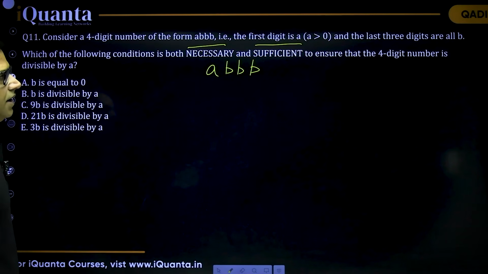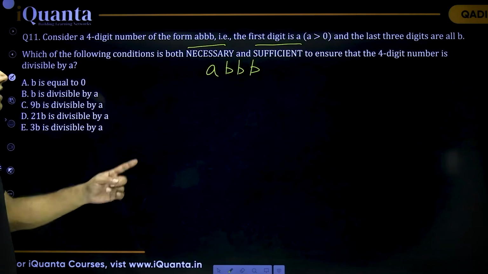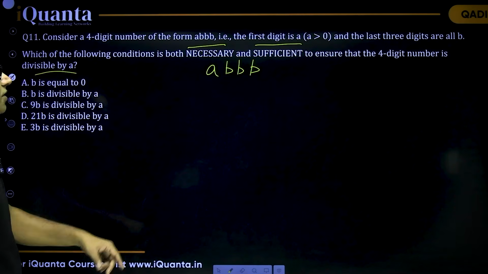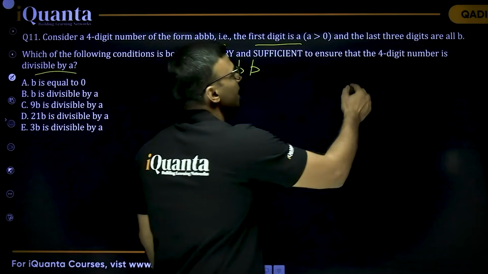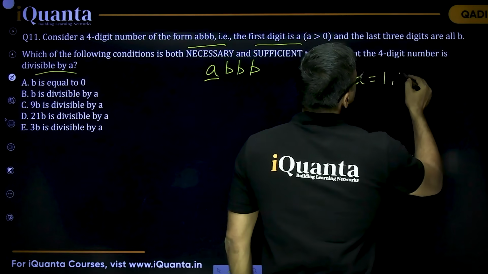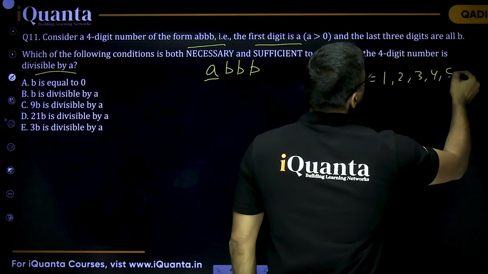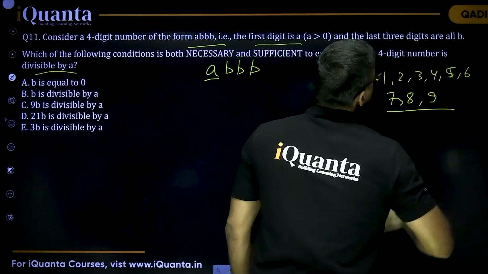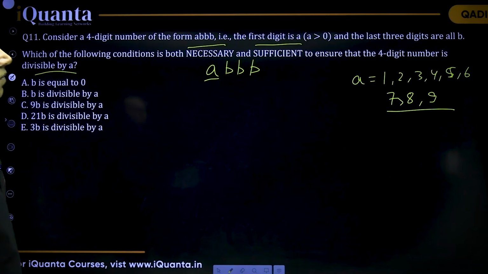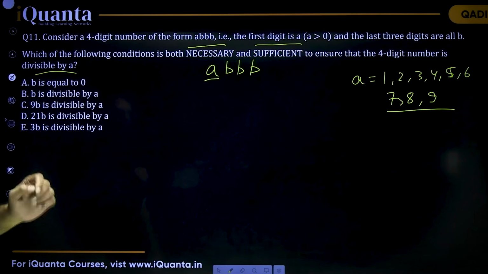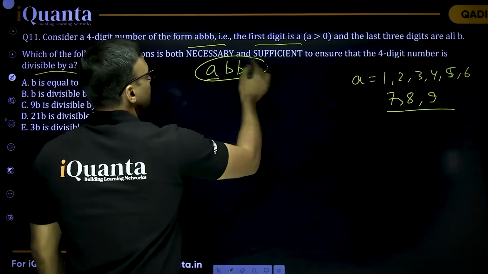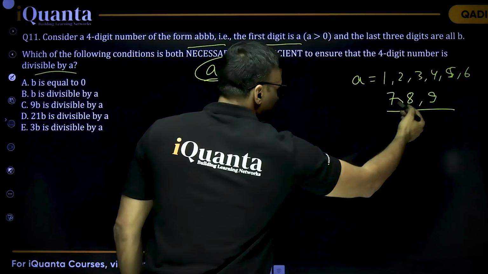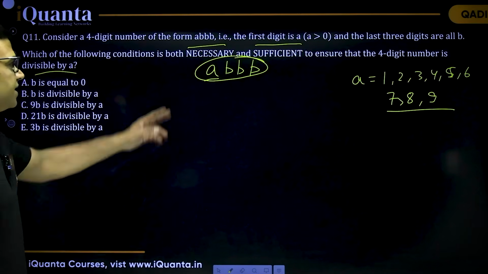Just be careful in reading the question to ensure that the 4-digit number is divisible by A. Now you see, A can be anything. A can be anything from 1, 2, 3, 4, 5, 6, 7, 8, 9. Right? 1, 2, 3, 4, 5, 6, 7, 8, 9. Right. This is a very nice situation. Now, I want this number to be divisible by each one of them. Then only we can say it is necessary and sufficient.